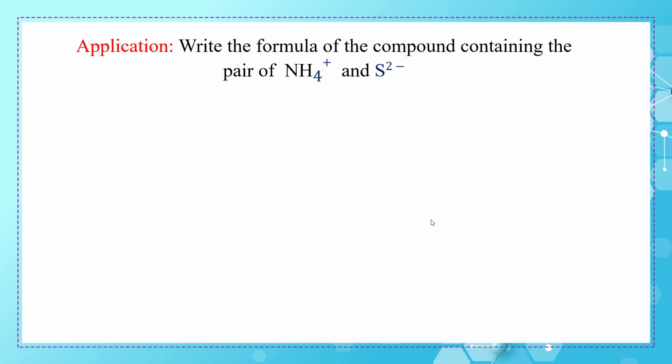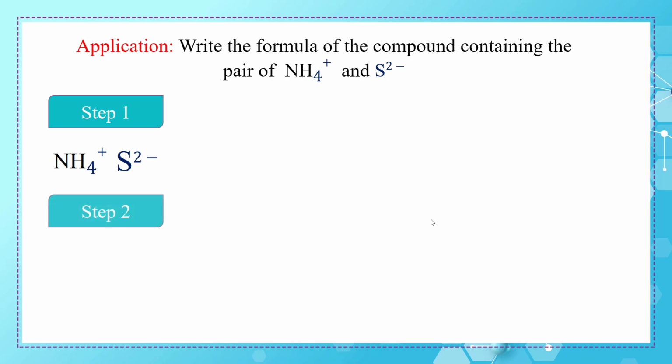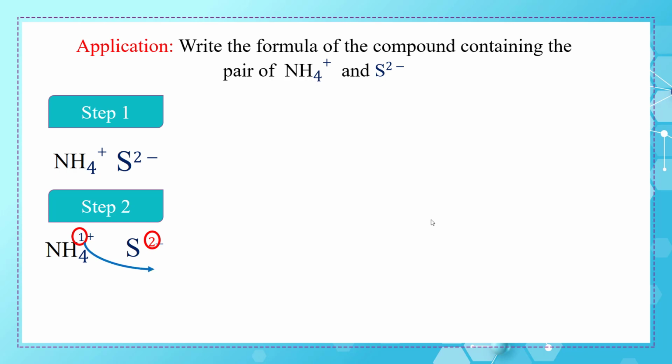An application. Write the formula of the compound containing the pair of NH4 plus and S2 minus. We start by the cation, step 1, followed by the anion S2 minus. Step 2, we make the change: the number of charges of the cation becomes the subscript of the anion, and the number of charge of the anion becomes the subscript of the cation. Here we have 2 and 4. We will see what we will do.